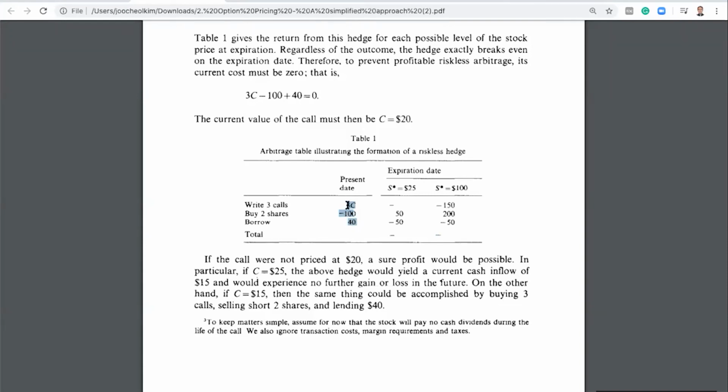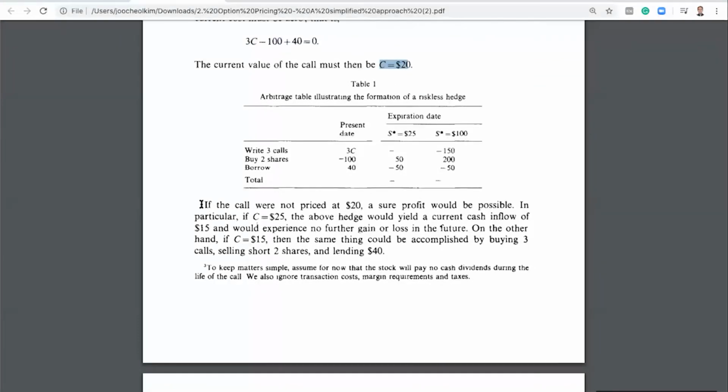So that means, here is the equation, 3C minus 100 plus 40 should be 0. Otherwise, there is an arbitrage opportunity. But this is just a simple equation for C. Once you solve this equation for C, the price should be $20. And that's the answer. And then there are some more explanations.